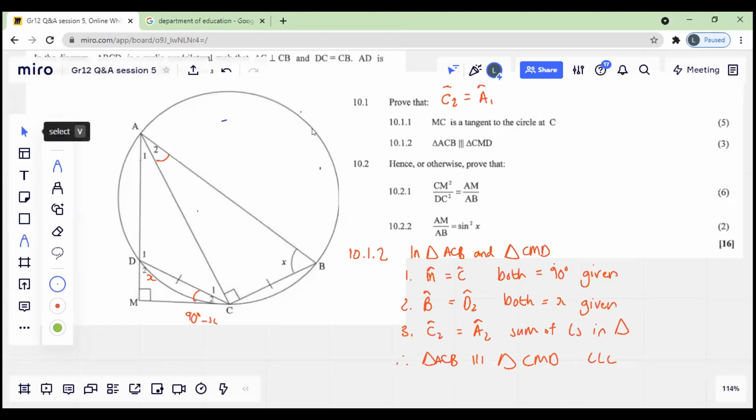Okay, so that's not meant to be a particularly difficult question. That's out of 3 marks. That's fine. Hence or otherwise. All right, so now when they use the word hence or otherwise, they mean that what is following has to come from what we've already worked with. So that means that this CM squared over DC squared equals AM over AB has to come from us proving similarity. All right, so what I would do to start off question 10.2.1 is write down the proportions that arise from triangle ACB being similar to triangle CMD.